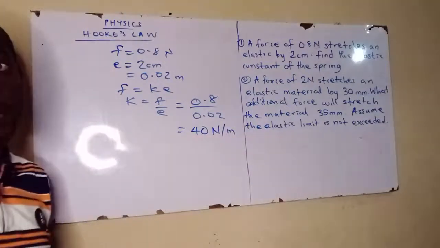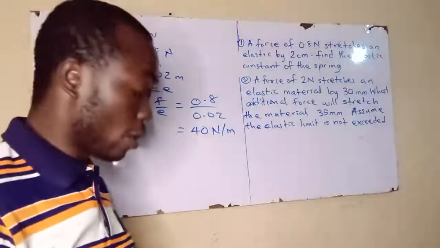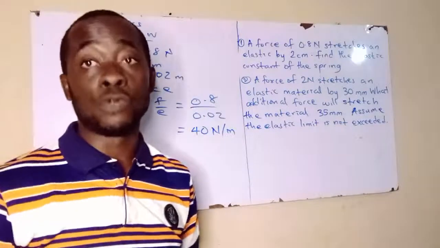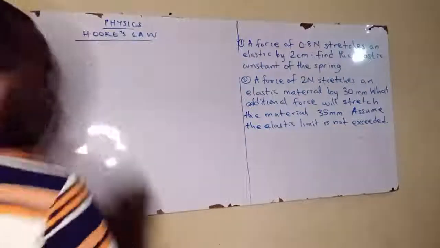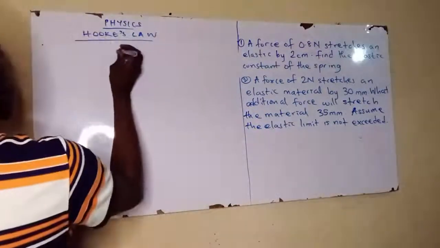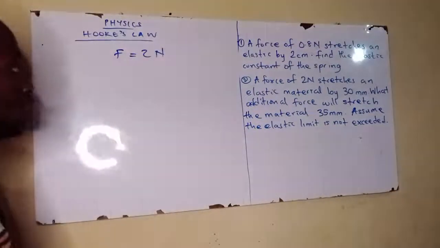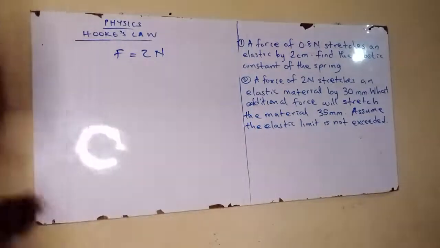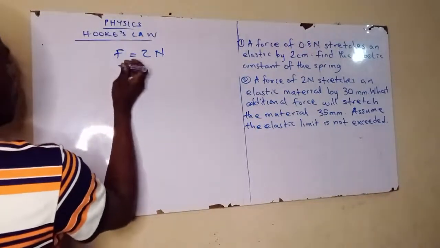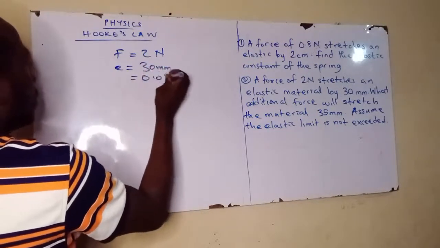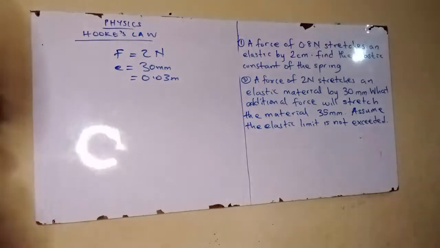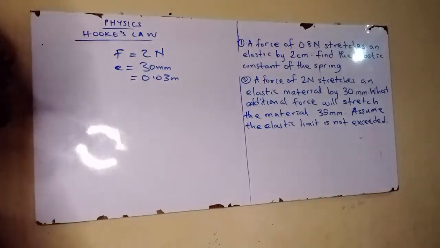So that is the elastic constant. Now let's take the second question that describes Hooke's law. Say a force of 2 Newton stretches an elastic material by 30 mm. Let's quickly do that. That will be 0.03 meter. So the next one: what additional force will stretch the material by 35 mm?